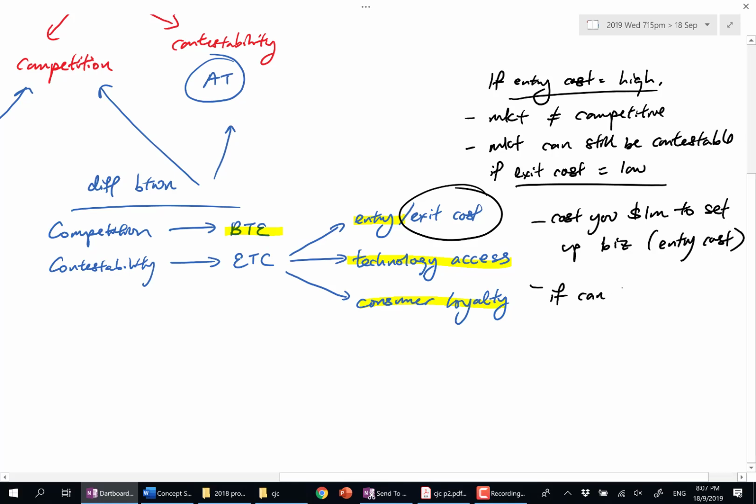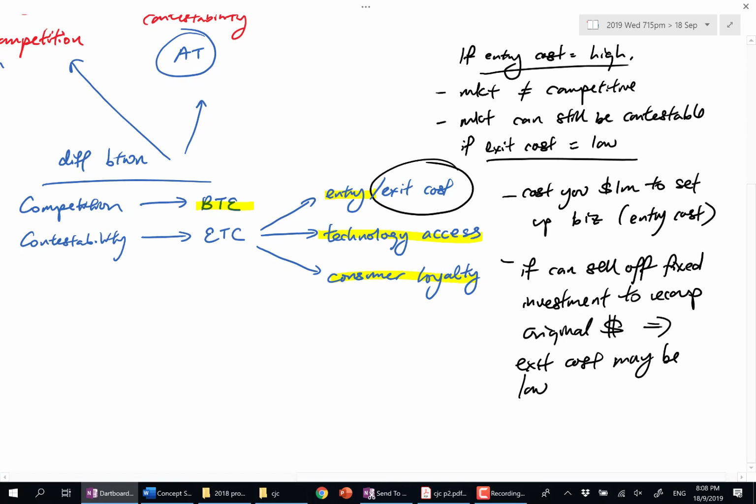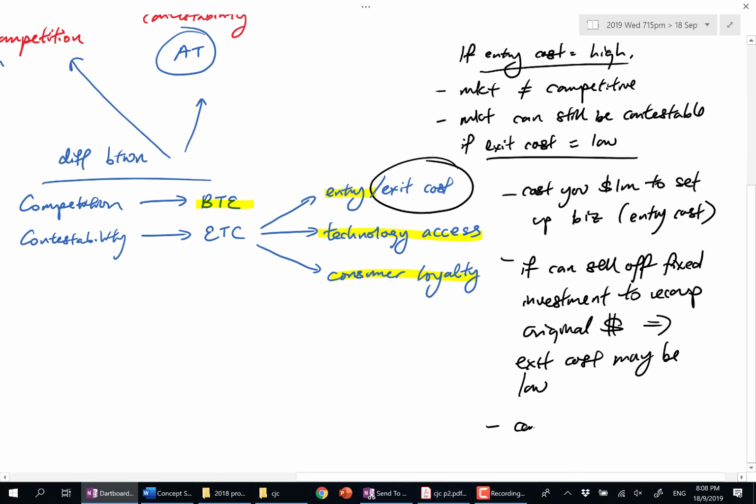If you can sell off your fixed investments to recoup your original investment, then your exit cost may be low. Right, like I said, you paid $1 million, if you leave and you can sell off the cars and get back about 80%, then the cost of exit is actually quite low. So because of that, it could be a contestable market.